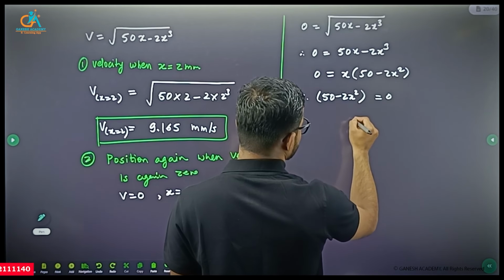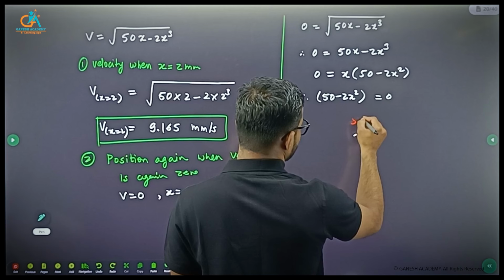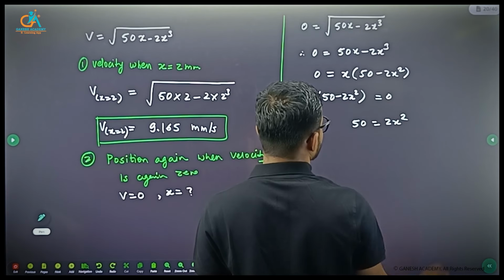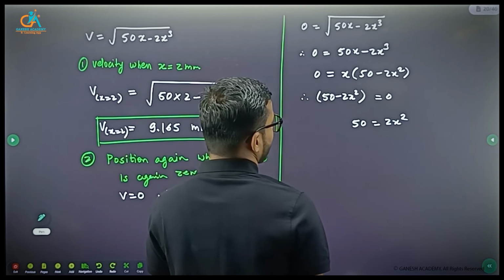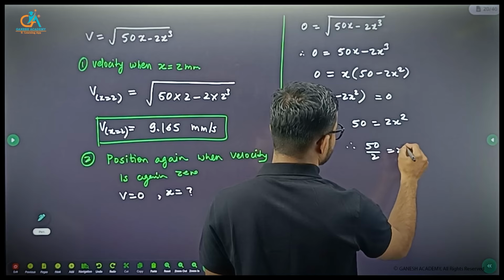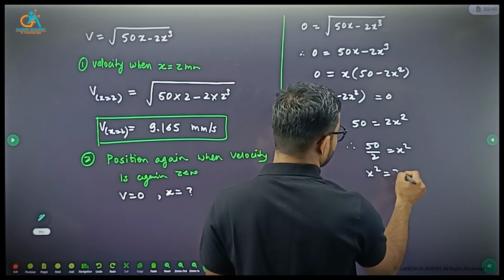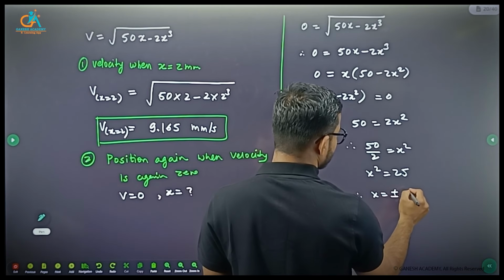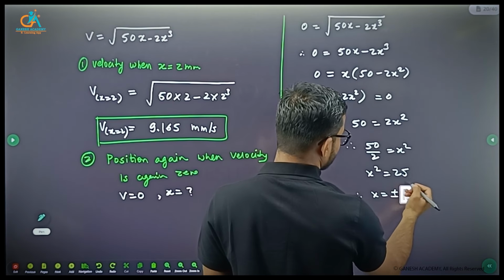So solve this. So 50 is equal to 2x square, and 50 by 2 is equal to x square is equal to 25, and therefore x is equal to plus minus 5 mm.